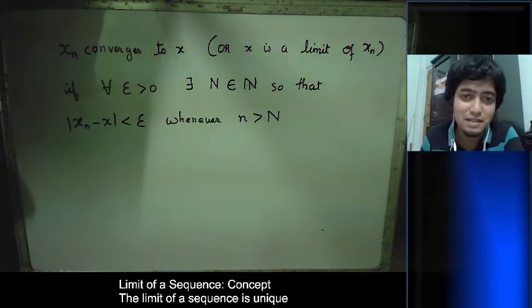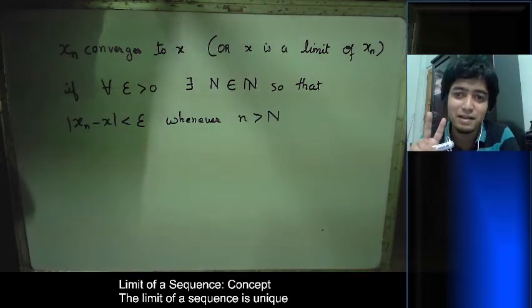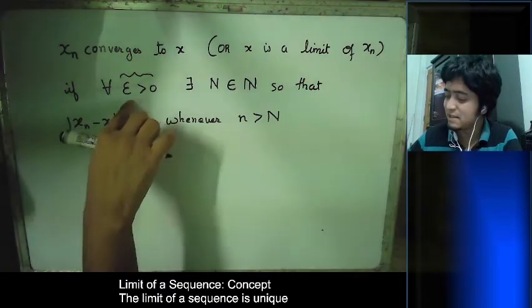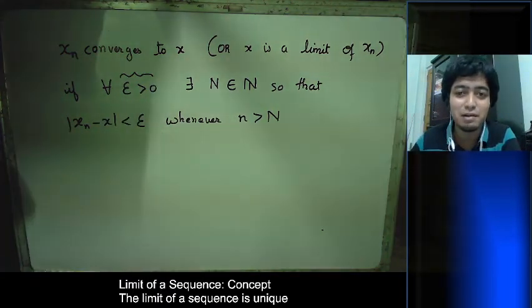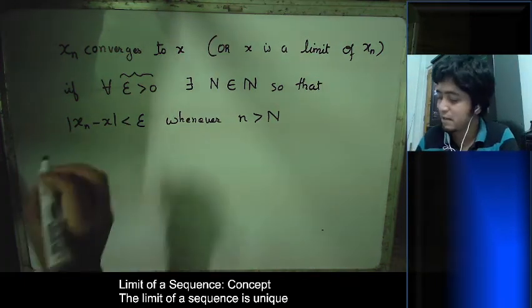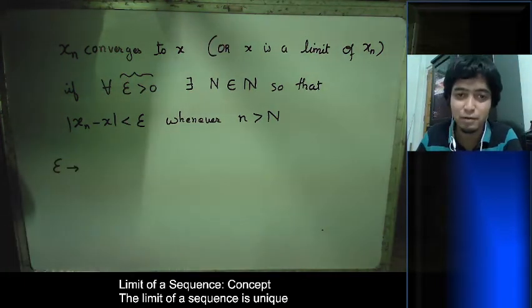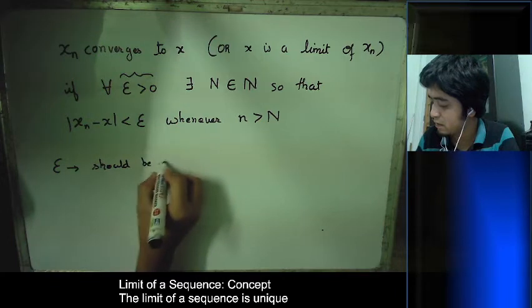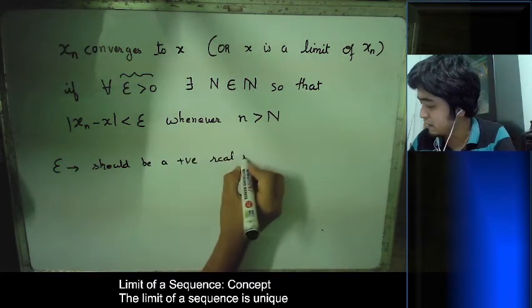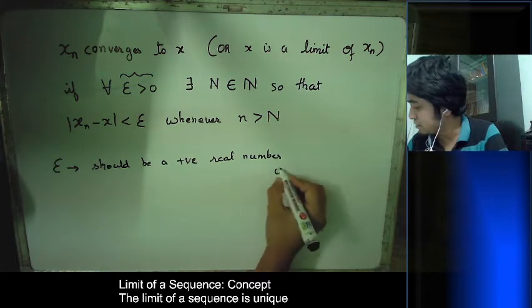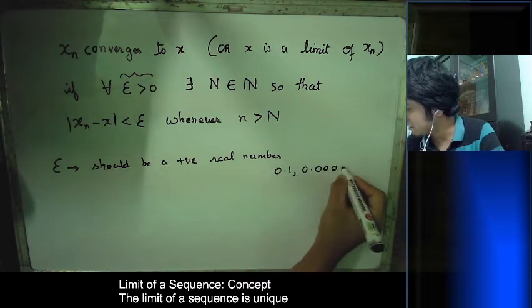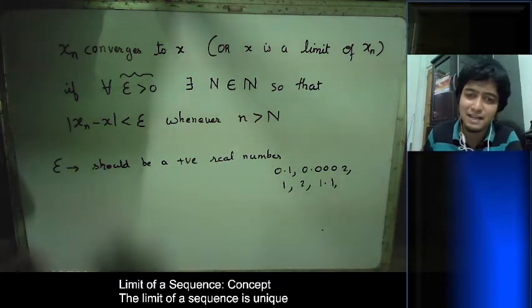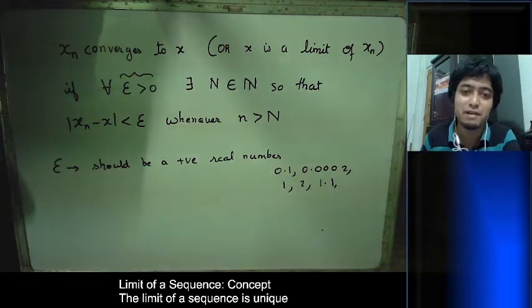So over here you see there are two important things, two of them. This one, epsilon greater than 0, it basically says that epsilon should be a real number that is positive. So epsilon, if you have to note it down, you will have to say that it should be a positive real number. For example, 0.1, 0.0002. It can even be a natural number 1, 2, 1.1, and so on. It can be any positive real number.